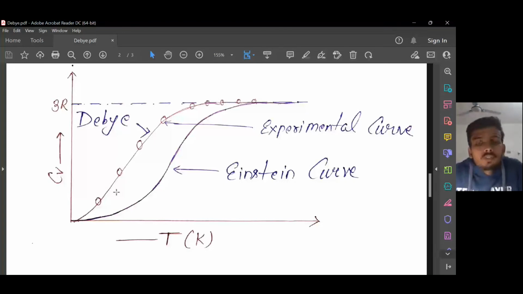I have discussed the Debye model and how the specific heat varies with the temperature, and at low temperatures this Debye model transforms to the T cube law.